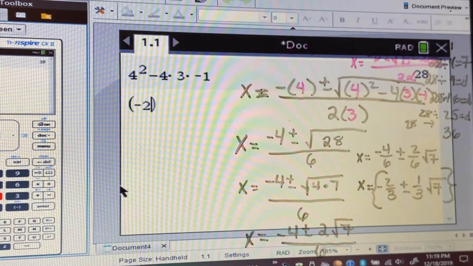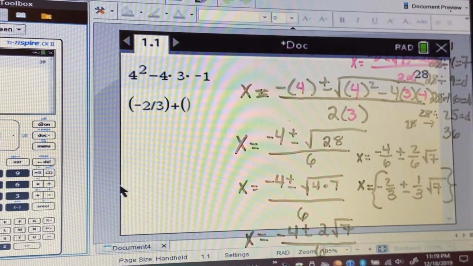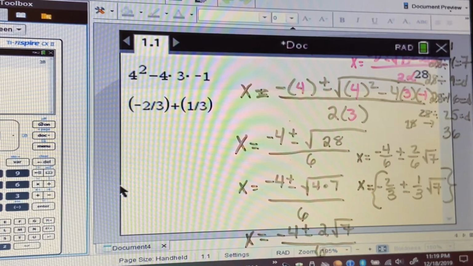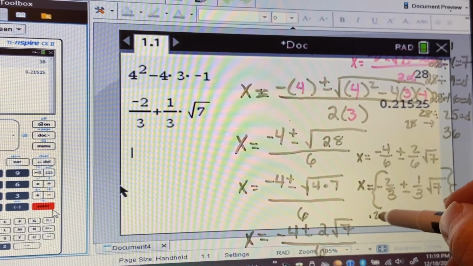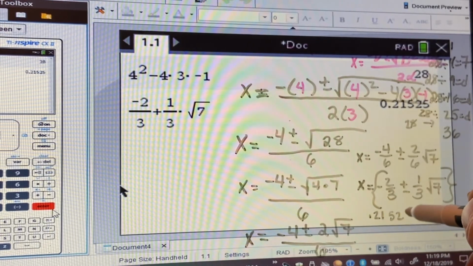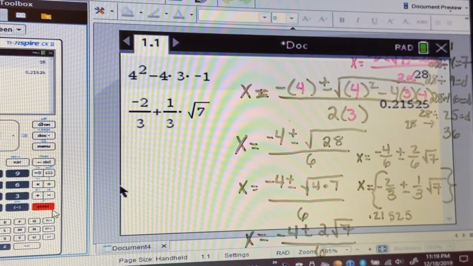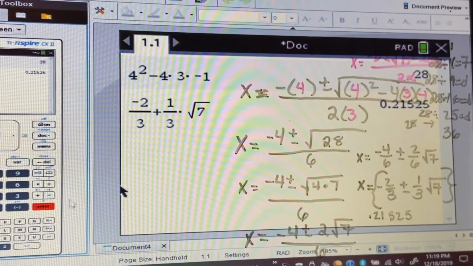-2/3. And I'm just going to do the plus 1 first, 1/3. And that's times root 7. Enter. See, I get 0.21525. Make sure you're doing this on your own as well so you can check. Don't just leave me to do the calculator. I'm not the best at it, but you guys need the practice.